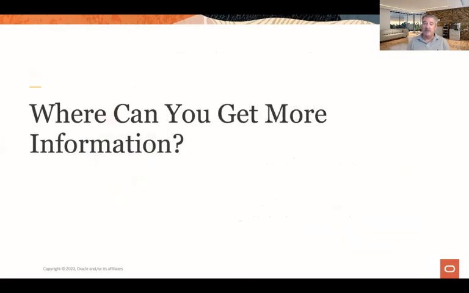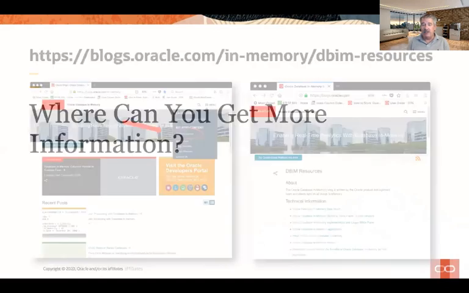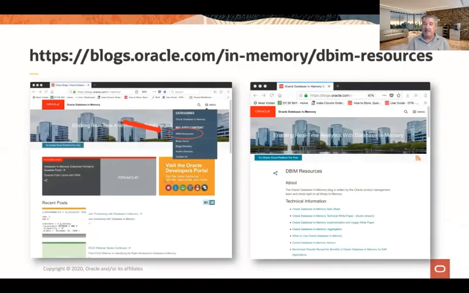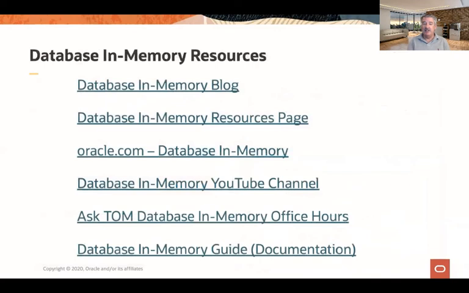Where can you get more information? I've gone through this very quickly. There's way more to Database In-Memory. Of course, you really don't have to know all of that, because all you have to do is enable your objects for in-memory and let your applications make use of it. But the devil's in the details, and so you can get more information on our blog website. We have the URL here, the DBIM resources page. In addition to that, I've included some links here for the same types of information, the blog and the resources page, where you can get hopefully most of your questions answered.